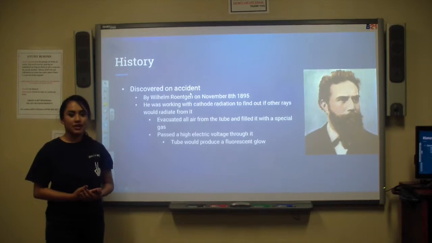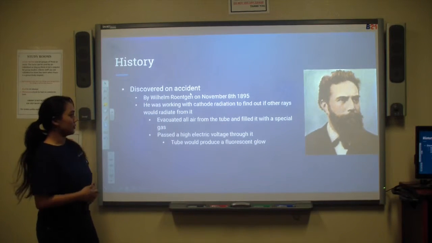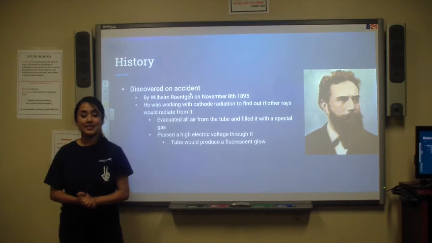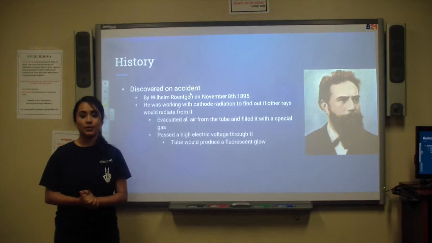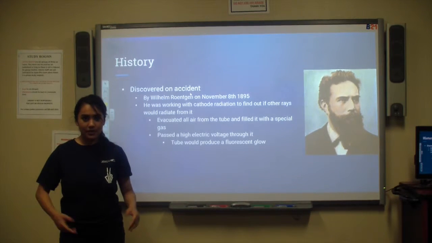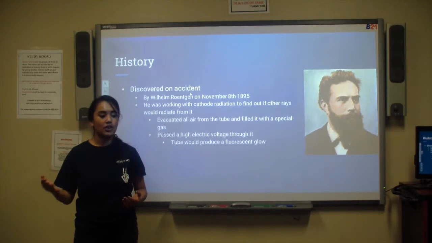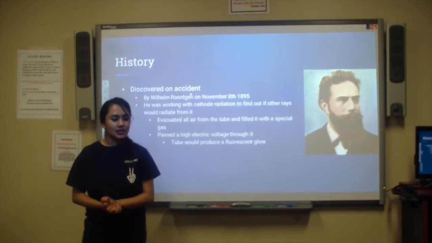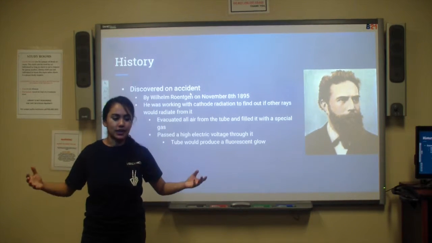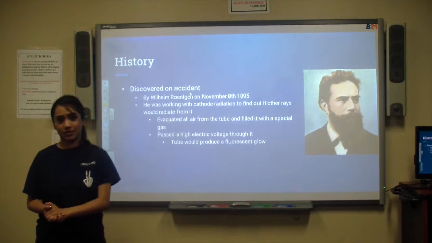So X-rays were discovered by accident by Wilhelm Röntgen on November 8, 1895. He was working with cathode radiation to find out if other rays would radiate from it. In order to do this, he evacuated all the air from a tube and then filled it with a special gas. The tube would then produce a fluorescent light when a high electric voltage was passed through it.